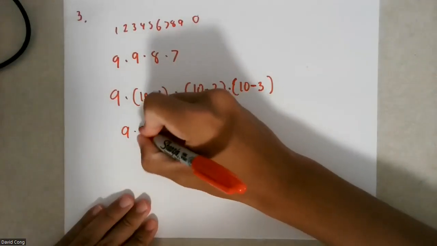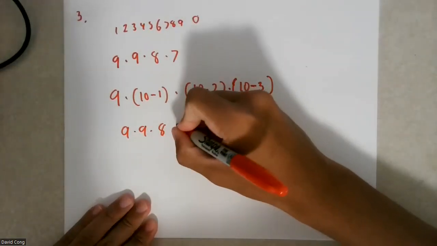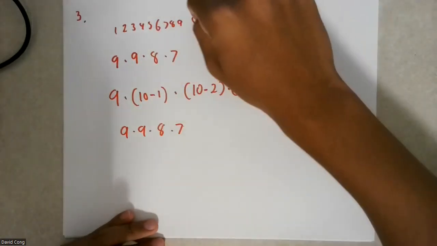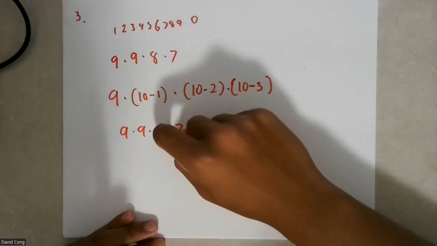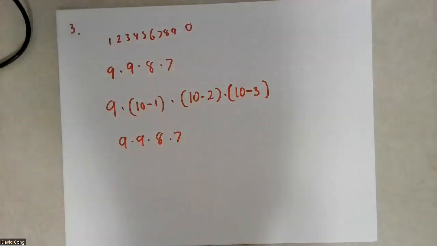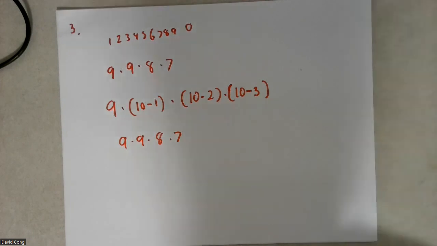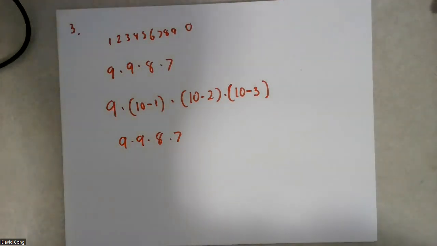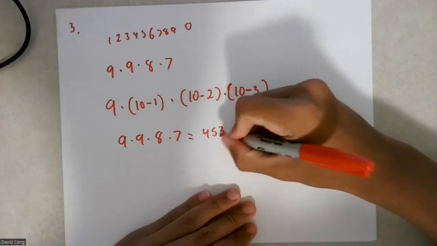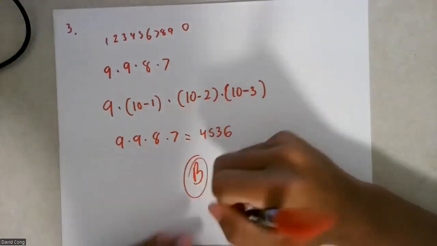You get 9 times 9 times 8 times 7. Because you have 9 choices because you can't use 0. 9 choices because you added 0 in but lost 1. 8 choices because you had 10 numbers but you used 2. And 7 choices because you have 10 numbers and you use 3. And this is equal to, I think, 4,536. So the answer is B.